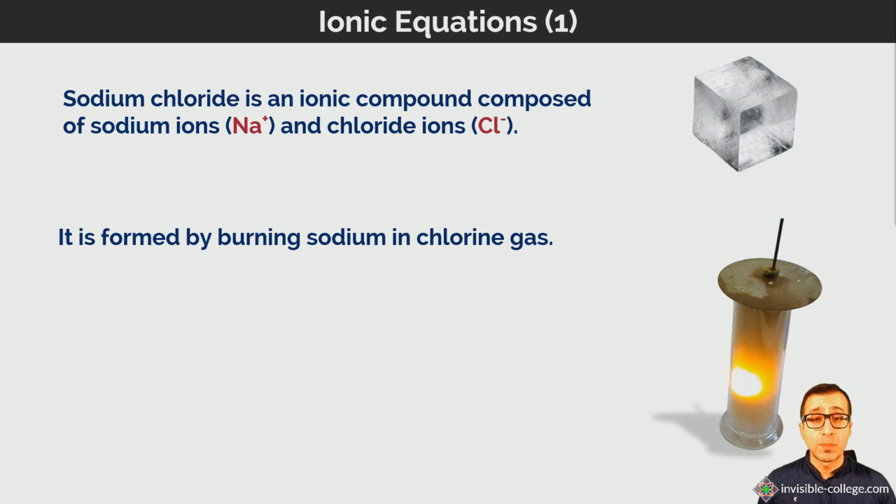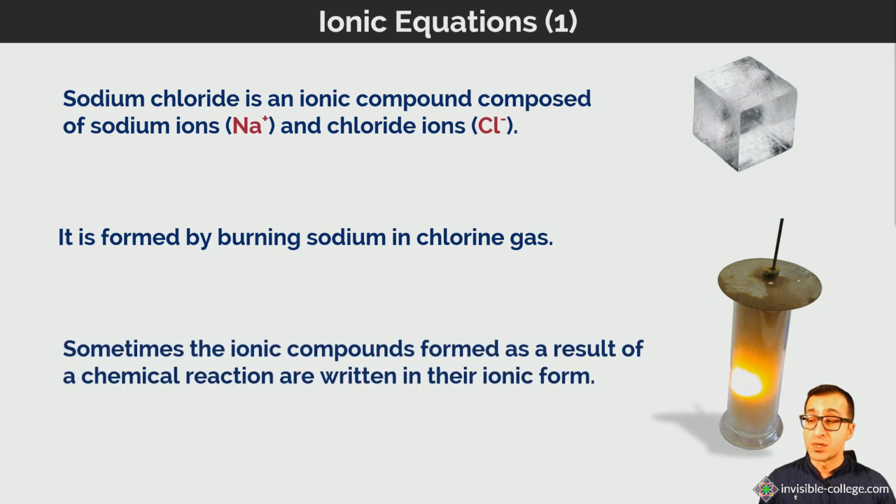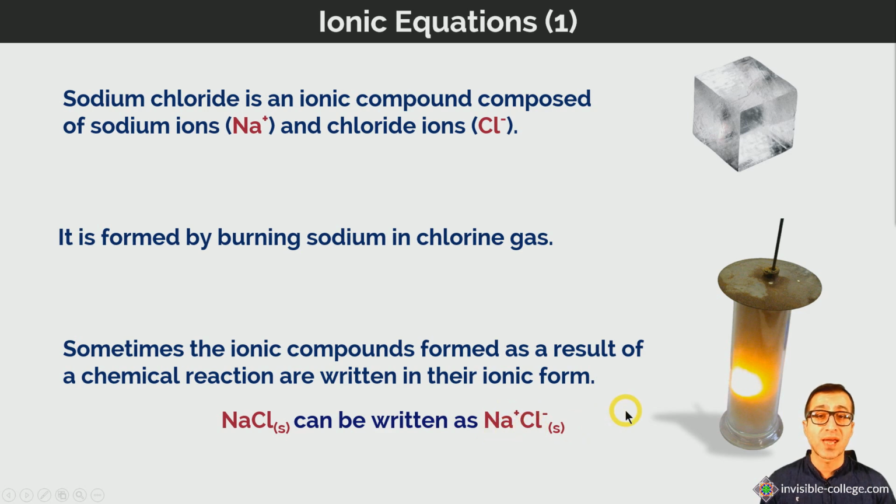Sometimes the ionic compounds formed as a result of a chemical reaction can be written in their ionic form. So for example, instead of writing sodium chloride as NaCl and the solid state symbol, we can also write this as Na+ Cl- and the solid state symbol. This simply tells us that what we're dealing with is an ionic compound composed of these oppositely charged ions in a 1-to-1 ratio in this case.